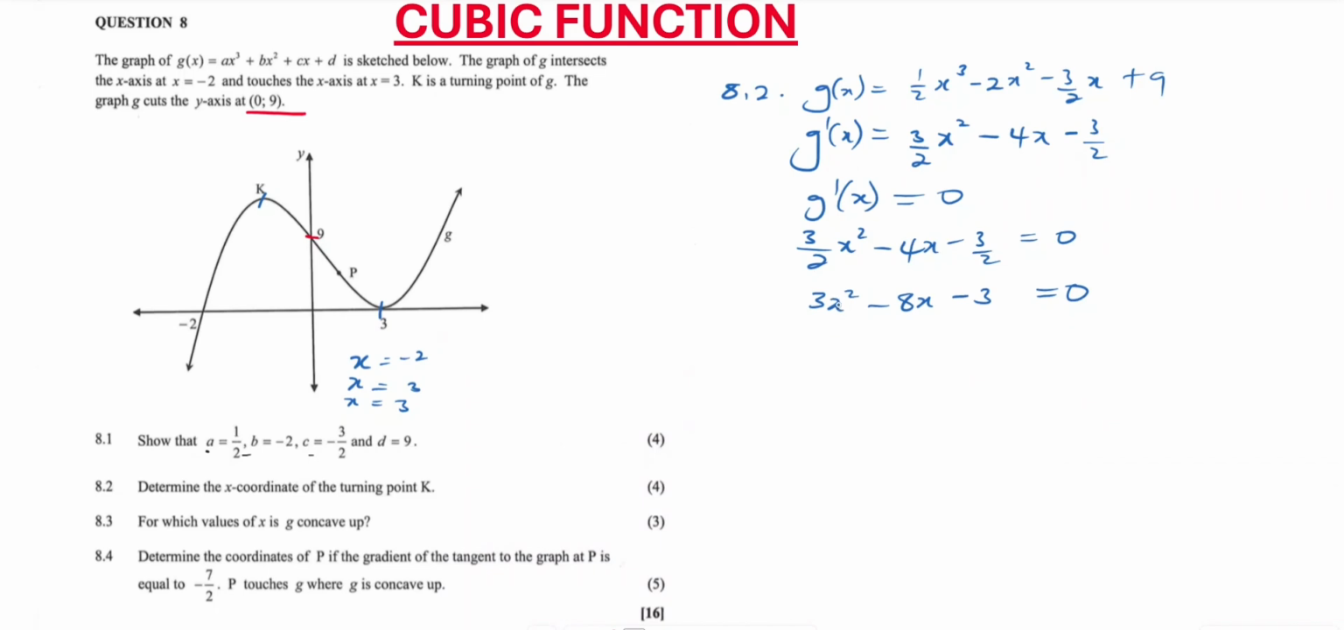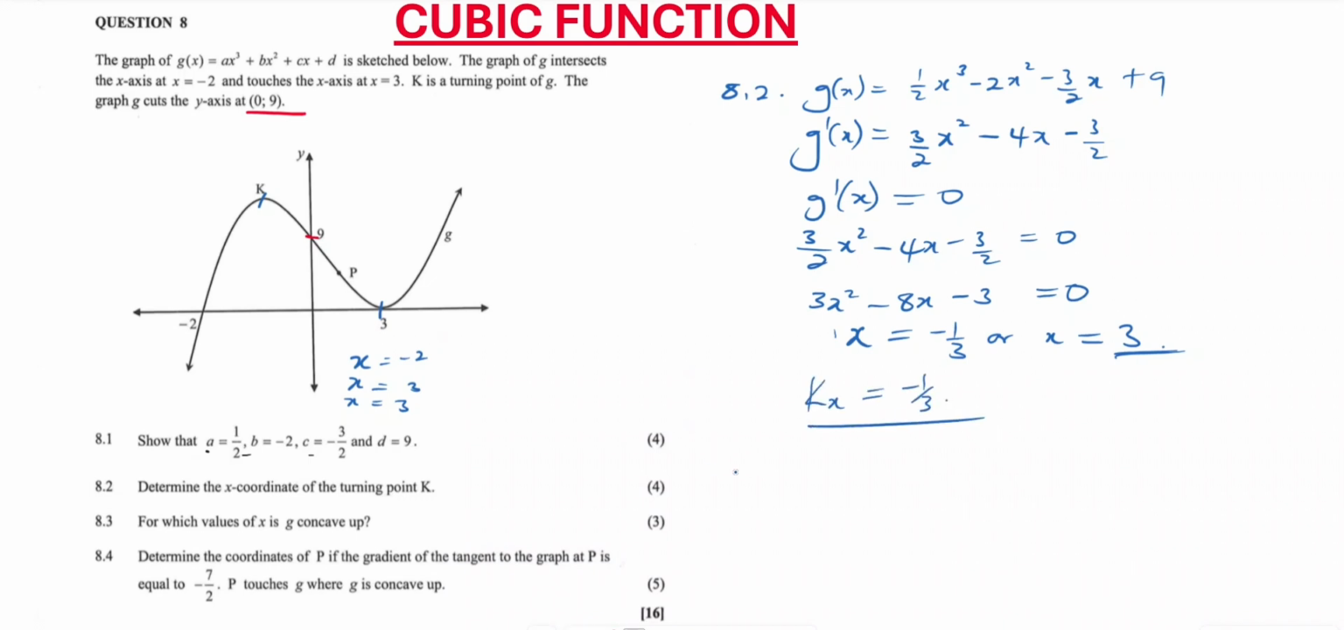There are many ways of solving this one. You can use the quadratic formula. You can use the factorization method. Also, you can use your calculator. Our first answer is minus 1/3, or x is equal to 3. But 3 is this one. So the x coordinate of k is going to be minus 1 over 3. So I can call it kx.